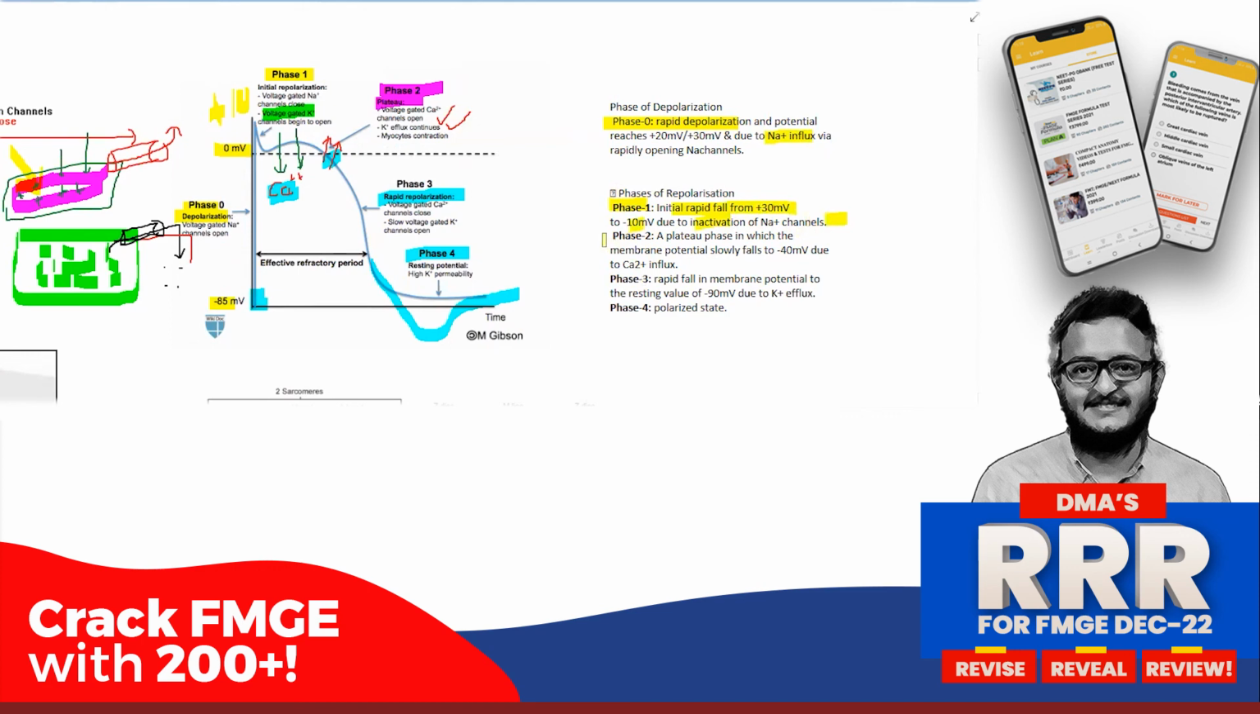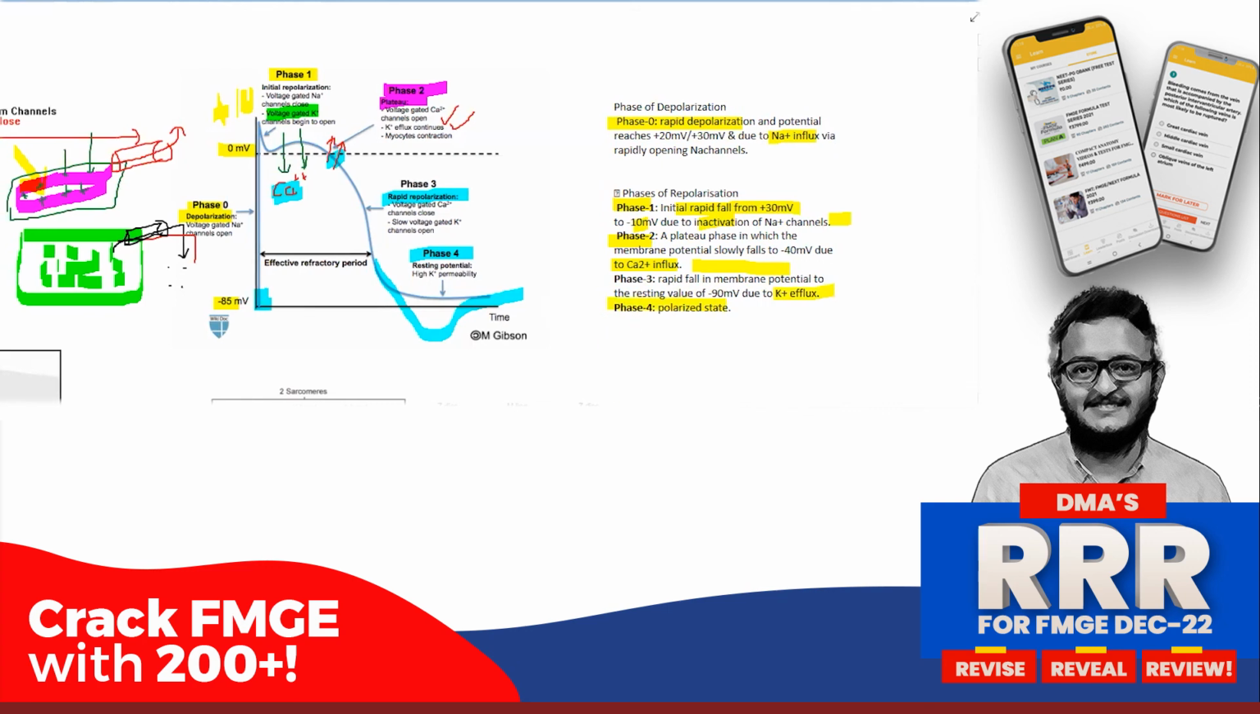Good. Then phase 2 is a plateau because of two things. A plateau is always because of two things. One is the calcium influx, and with that I should add, the other is the potassium efflux. Fine. Phase 3 is a rapid fall in membrane potential, from -9 towards -90. It is basically because of potassium efflux. And phase 4 is the polarized state, that is the hyperpolarization, sometimes we may say.